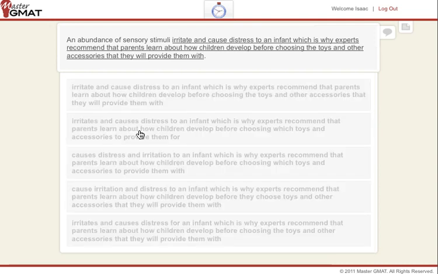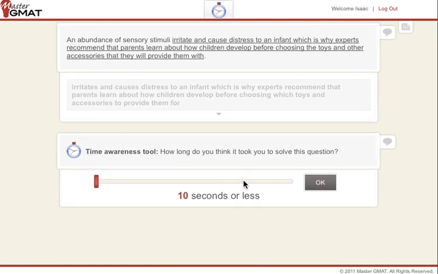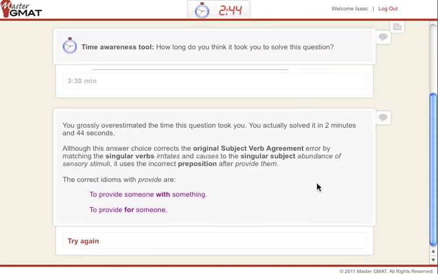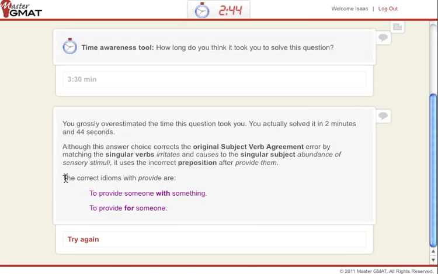Now, let's just click on this. Of course, we get our wonderful time awareness tool. It makes us super aware of how long it takes us for each question. Click on the OK. Now, we did correct the original mistake as we saw. However, the correct idiom with provide is to provide someone with something or to provide for someone.